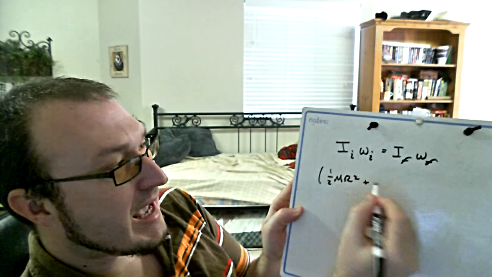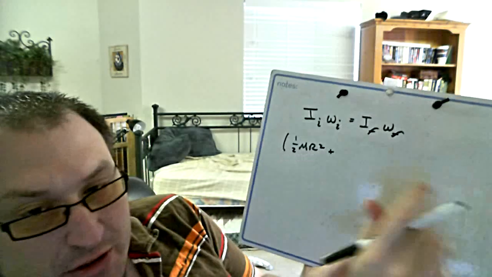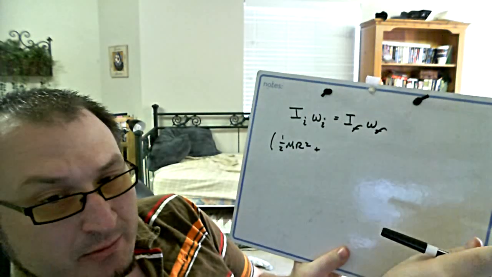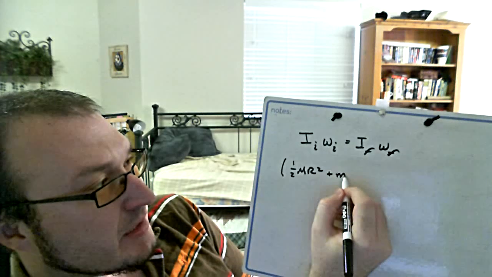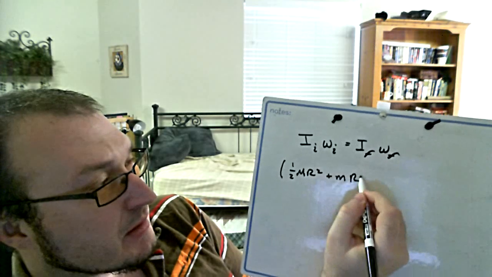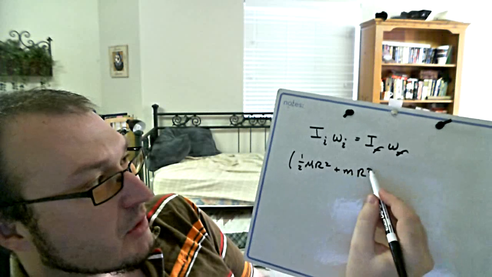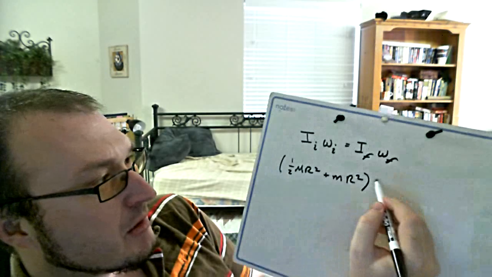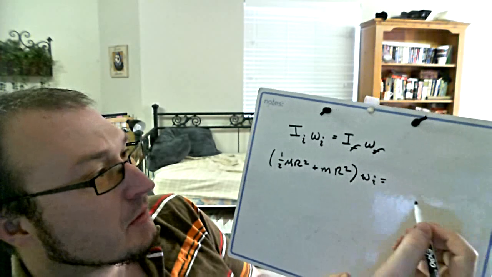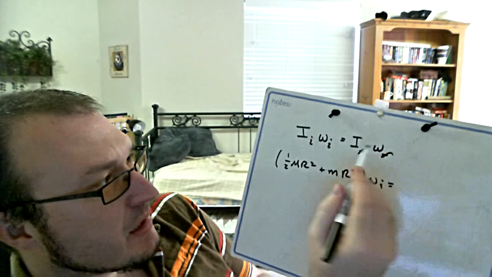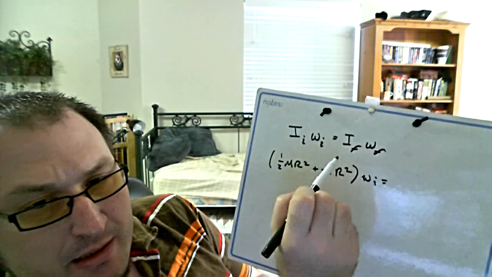I want to add in the moment of inertia caused by the child out at radius r, because she's out at the edge. And so that's just going to be little m, the mass of the child, times r squared, times my initial rotational velocity.